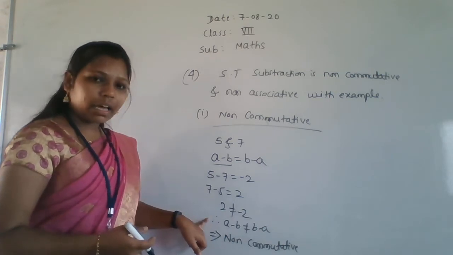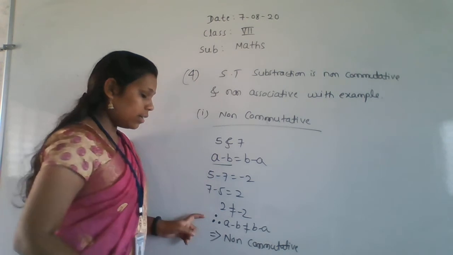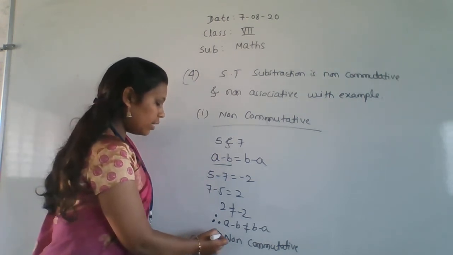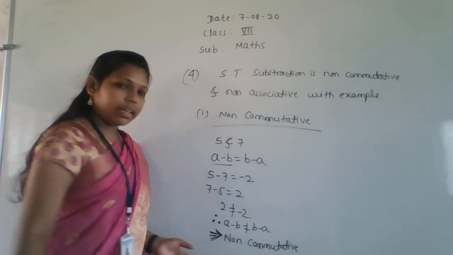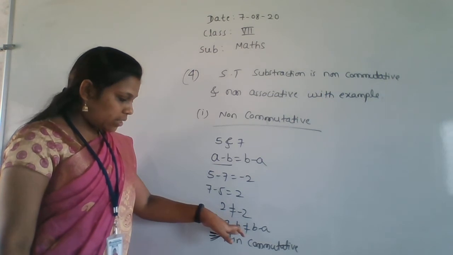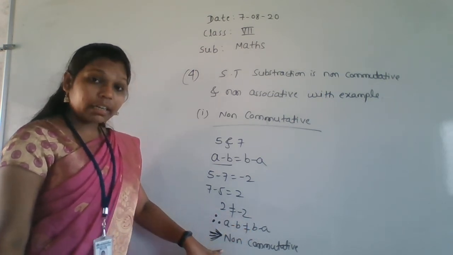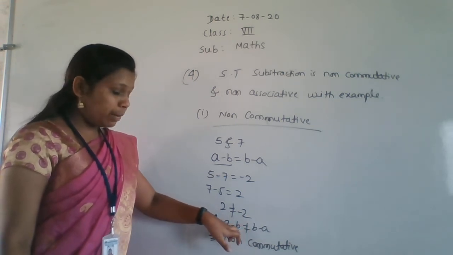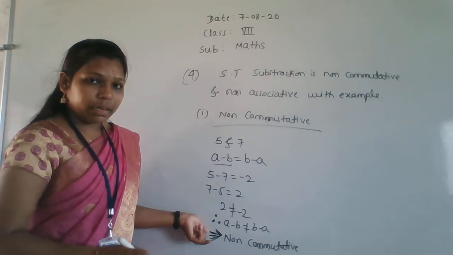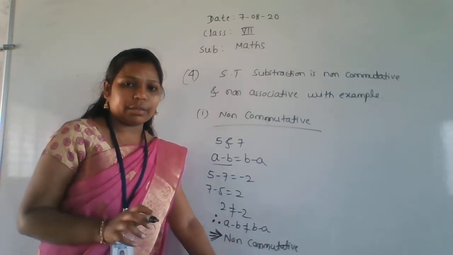This symbol is nothing but a therefore. This is called the therefore, and this is called the implies. Implies means this step implies the next; when we write the meaning of the step below, that time we can use this symbol. That means this implies it is non-commutative.